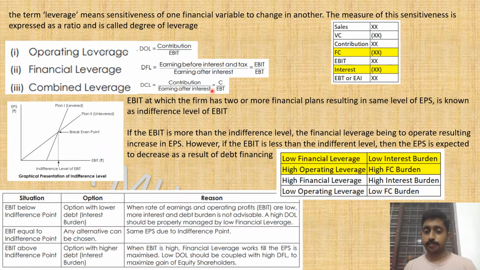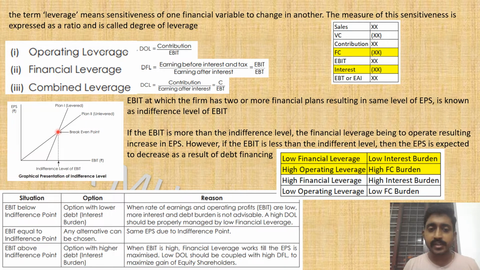So you, as a finance manager, have to select which mode is better for financing. On comparing the various modes, which factor will you compare? The most important factors are EBIT and EPS. For example, there are two financial plans as shown here, plan 1 and plan 2. Both plans have the same EBIT and EPS at one point. EPS is on the y-axis and EBIT is on the x-axis, and these two lines meet. This meeting point is nothing but the indifference point.